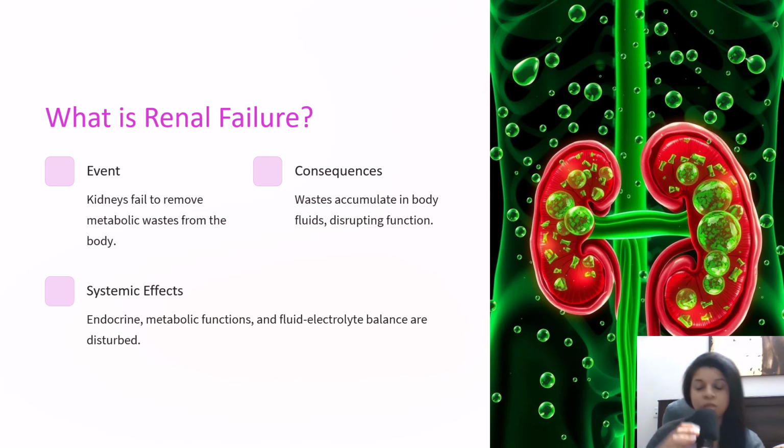Consequences are that the waste that has to be excreted by the kidney starts getting accumulated in the body. So the urea, creatinine, and uric acid which have to be excreted will accumulate in the body, as well as the fluid. You know, the water we are drinking is mainly excreted through urine only. So when the kidney has failed, urine won't be excreted and fluid will get accumulated in our body.